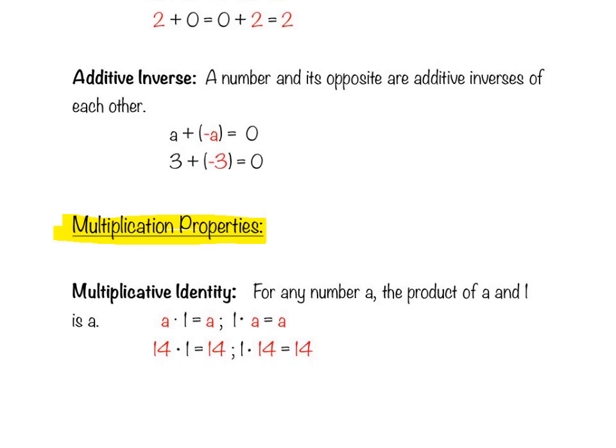So as far as an algebraic example goes, a times 1 equals a. 1 times a equals a. Any value times 1 does not change that value. As far as a numerical example, 14 times 1 equals 14, and 1 times 14 equals 14. Again, multiplying any number by 1, that number will keep its identity.